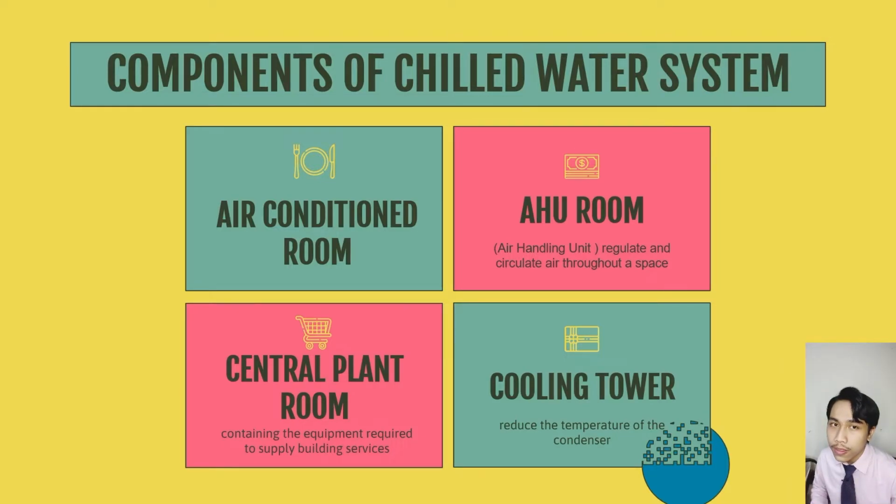The last component is cooling tower. Cooling towers are heat exchangers that use water and air to transfer heat from the air conditioning system to the outdoor environment. Most commonly, they are used to remove heat from the condenser water, leaving a chiller. Cooling towers are usually located on rooftops or other outdoor sites.